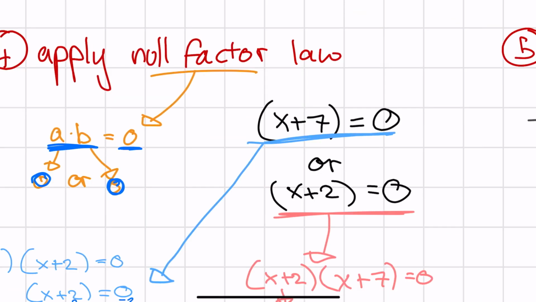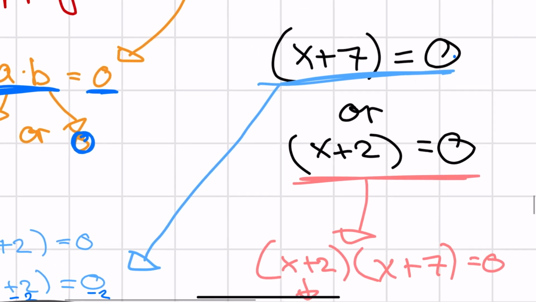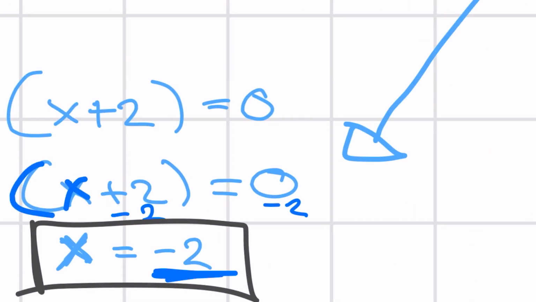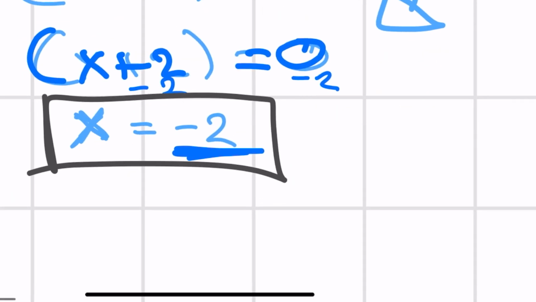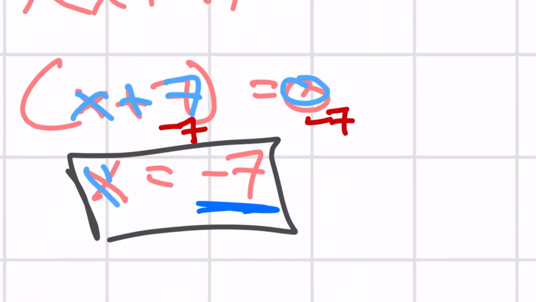Either x plus 7 equals 0 or x plus 2 equals 0. So what I'm going to say is, for example, first solve for x plus 2 equals 0. I'm going to subtract 2 from both sides and we'll be left with x equals minus 2. Then for x plus 7 equals 0, we subtract 7 from both sides and we'll be left with x equals minus 7.